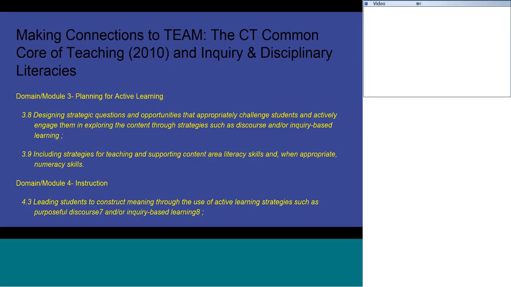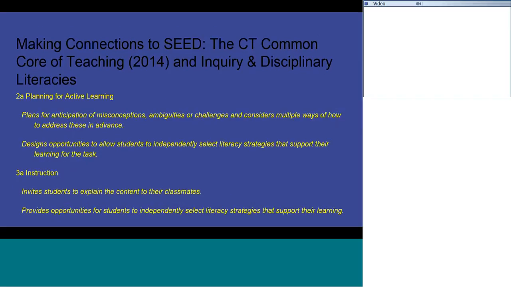We can move to the next slide and make further connections to our teacher evaluation. Again, very similar to what we just spoke about for TEAM, if we're looking at planning for active learning and inviting students to explain the content to their classmates, I think this is an excellent spot to do that. When we were looking at all of the 25 literacies, whether inquiry or disciplinary, if you start experimenting with that in your classroom more, it will directly connect to teacher evaluation in Connecticut.